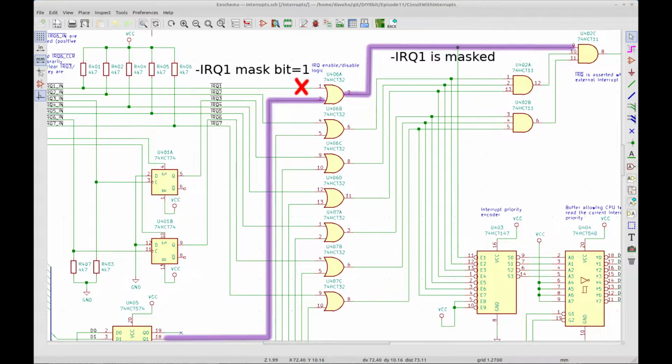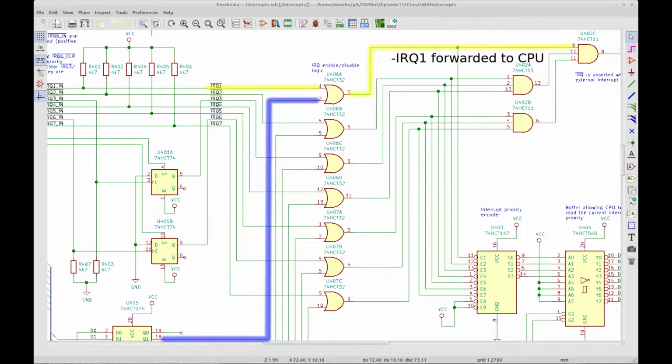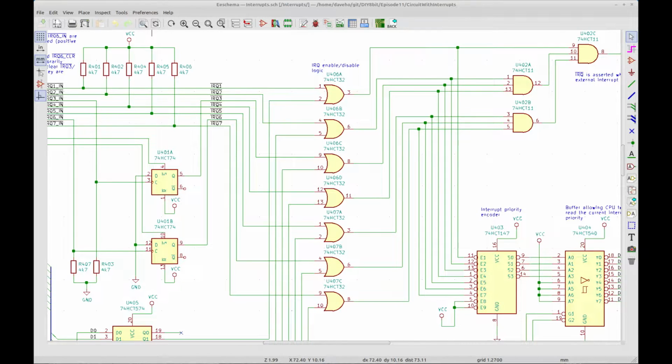Thus, IRQ1 is disabled. If the input generated by bit 1 of the mask register is a low voltage, then the output of the OR gate will follow the IRQ1 input. This means that if IRQ1 is high, meaning not asserted, then the OR gate output will be high. If IRQ1 is low, meaning asserted, then the OR gate output will be low, so IRQ1 is enabled. Because each interrupt request has its own OR gate controlled by a dedicated bit in the mask register, each interrupt request can be individually enabled or disabled.